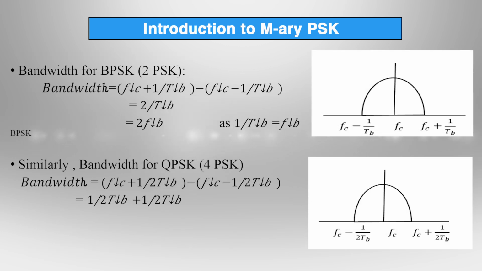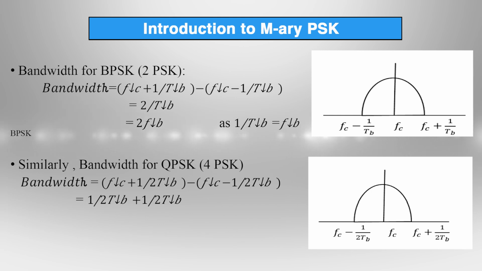Now, let us see the bandwidth for M-ary PSK. This diagram represents the spectrum of BPSK. Here, the center frequency is Fc, the upper frequency is Fc plus 1/Tb and the lower frequency is Fc minus 1/Tb, where Tb is the bit duration or time period of one bit.